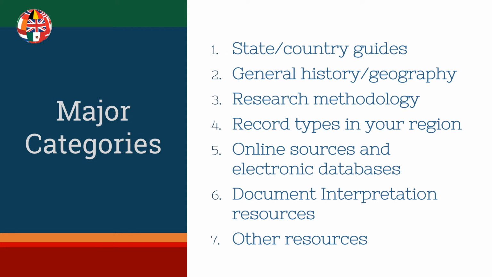First, state and country guides. Second, general history and geography. Third, research methodology. Fourth, record types in your region. Fifth, online sources and electronic databases. Sixth, document interpretation resources. And seventh, other resources.